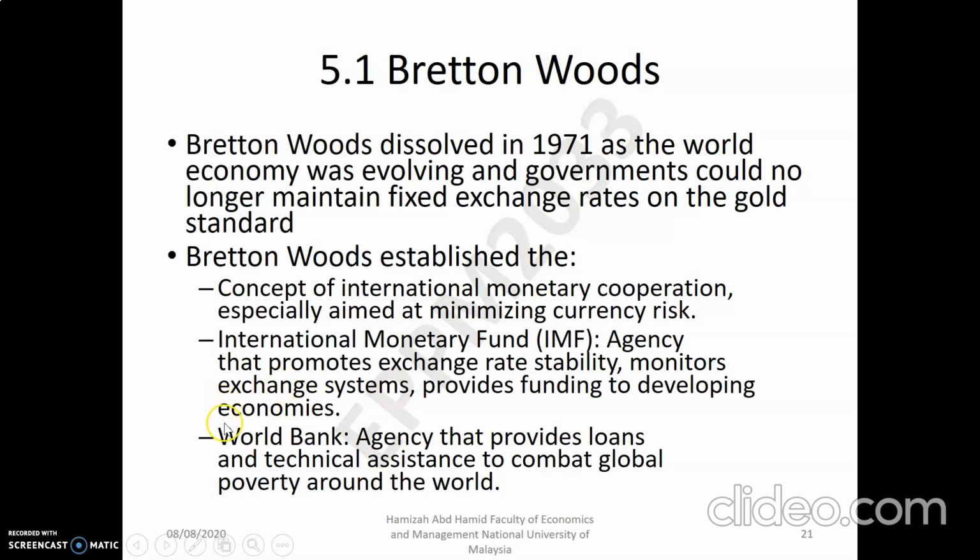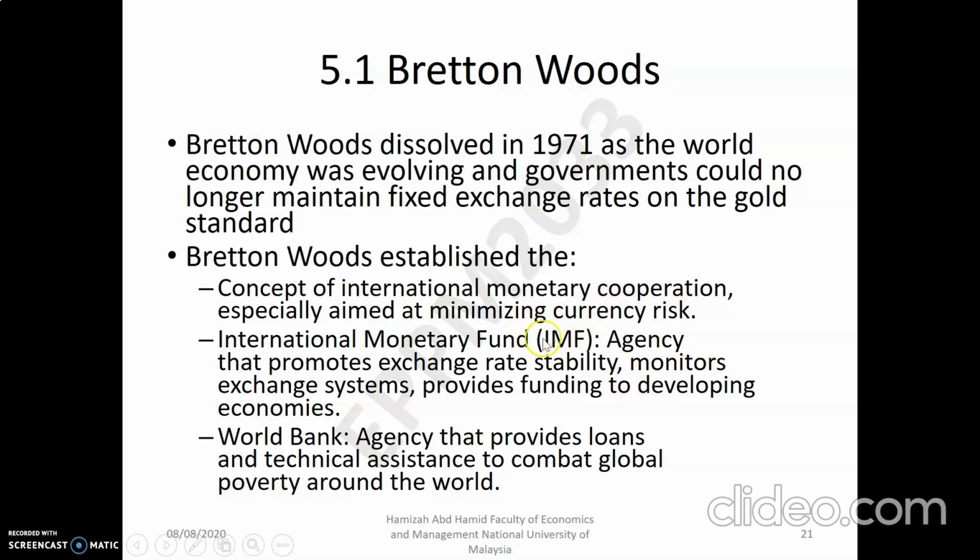Bretton Woods is actually a place name. Anyway, the system was dissolved in 1971, as the world economy was evolving and it was no longer feasible to maintain a fixed exchange rate based on the gold standard. But Bretton Woods established the concept of international monetary cooperation. This is especially aimed at minimizing currency risk, because minimizing currency risk can actually be done if countries work together.